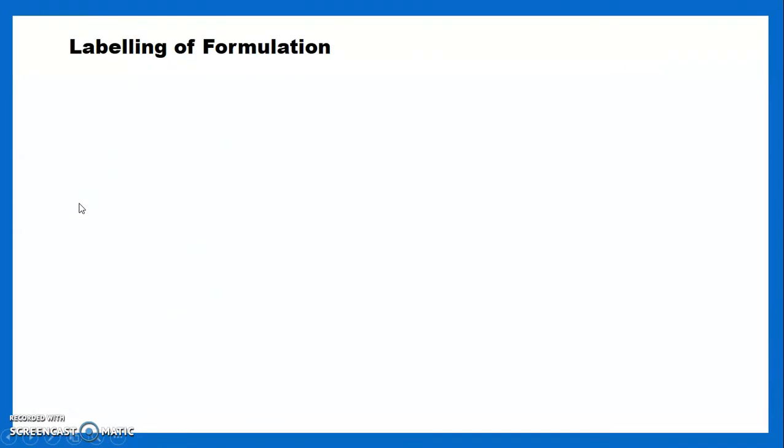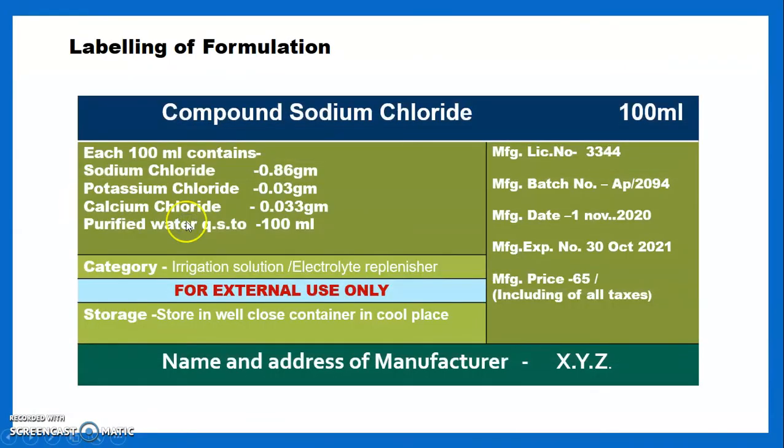The proper label of a solution should carry the name of our solution, that is compound sodium chloride solution IP. Then the quantity, 100 ml, or volume should be mentioned. Then the composition should be mentioned on the label: each 100 ml contains, or we can also write each 1 ml or each 10 ml contains. Here we calculated as each 100 ml contains sodium chloride 0.86 gram, potassium chloride 0.03 gram, calcium chloride 0.33 gram, and purified water QS to 100 ml.